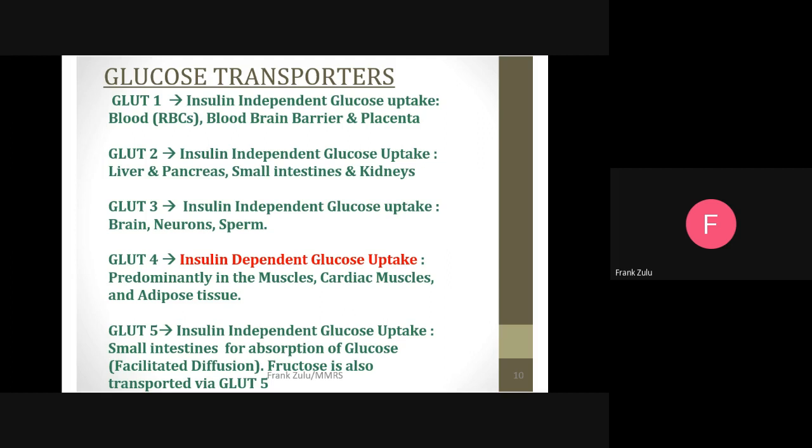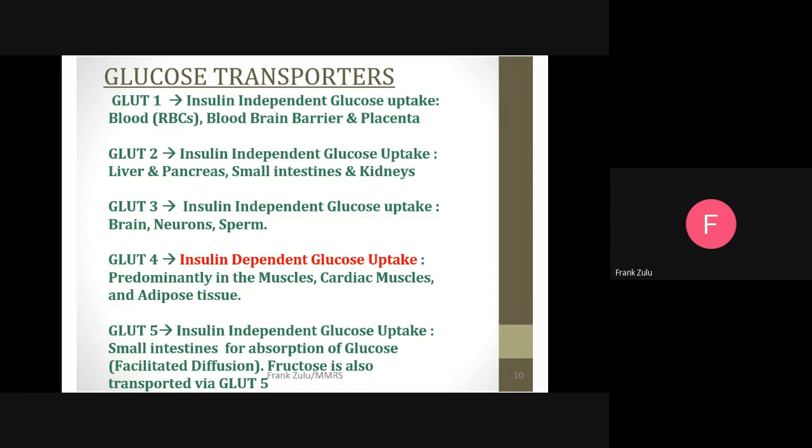There are five transporters, but because we are talking about insulin, I want you to take note that out of these five transporters, only one responds to insulin. They are called GLUT, by the way, abbreviated as GLUT. So you have GLUT 1, 2, 3, up to 5. Out of these five, there is only one that is dependent on insulin, and it is GLUT 4. So insulin-dependent glucose uptake is via GLUT4.